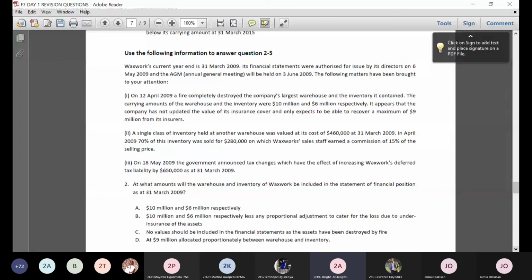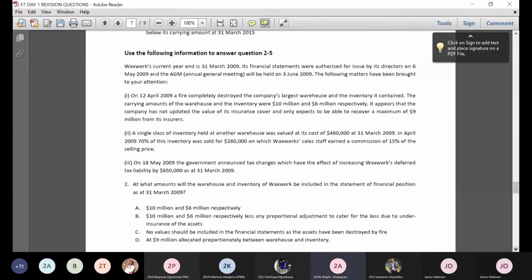A single class of inventory held at another warehouse was valued at its cost of $460,000 at 31st March 2009. In April 2009, 70% of this inventory was sold for $280,000, on which Waxworks sales staff earned the commission of 15% of the selling price. 3. On 18th May 2009, the government announced tax changes, which have the effect of increasing Waxworks' deferred tax liability by $650,000 as at 31st March 2009.